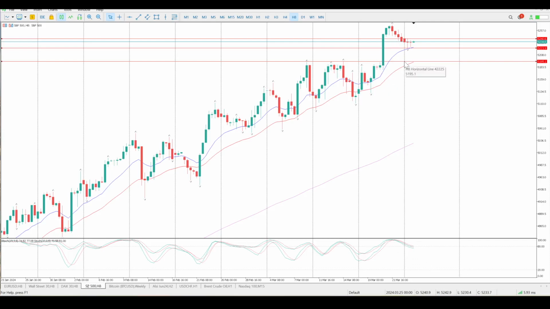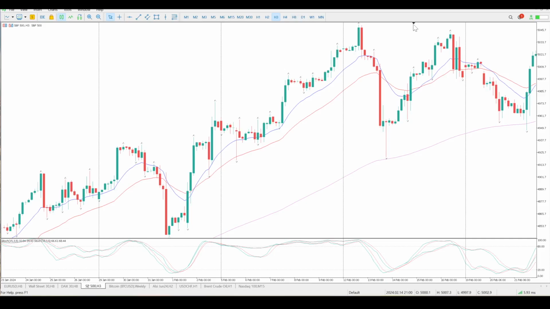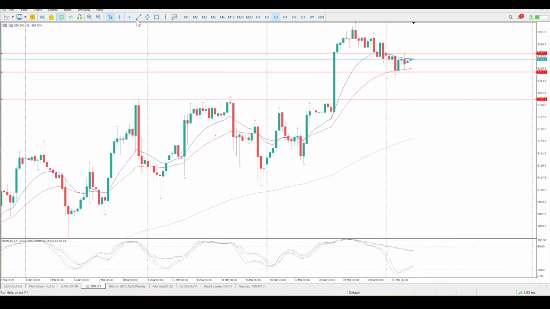Obviously my preferred entry is still at 51 or 5200 area. Come back and test this zone of what was resistance. But yeah, we're still in this channel. And if we just come back down to the 3-hour, bring the channel tool into play here, and you see we're flirting with the top of that channel. I just want to get that correct. Right, so that's kind of the setup that we have.